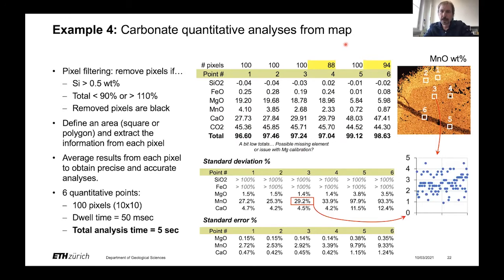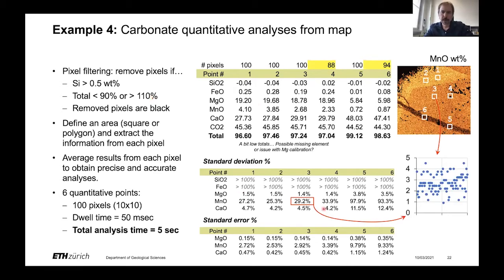Notice that for point number 4, for instance, we have a few black pixels. These are so-called bad pixels, notably because we had some signal from silicon, but we have removed it. And so when you take your average, for these points we don't have 100 pixels anymore, but only 88, 12 of them being removed based on our filtering criteria.